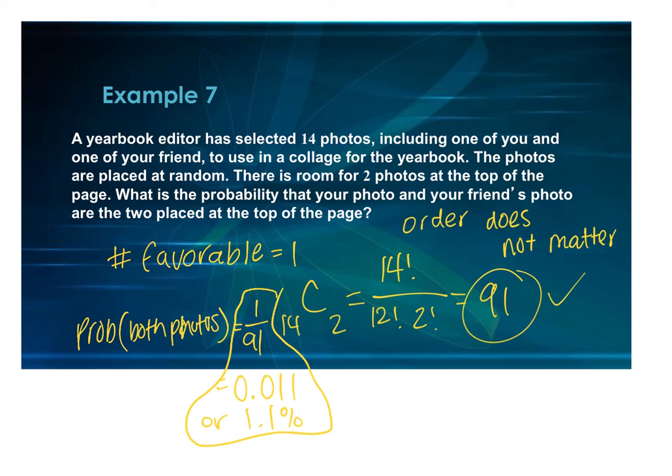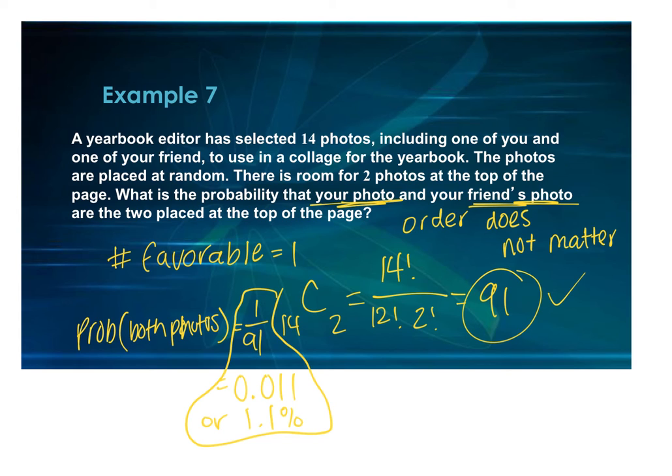The number of favorable, well, let's think about it. They have 14 photos to choose from, right? And of those 14 photos, picking any 2 of them, there's going to be 91 combinations, right? There's only one combination we care about, and that's where our photo and the photo of our friend is chosen, right? That's one of the 91 combinations in total, okay?